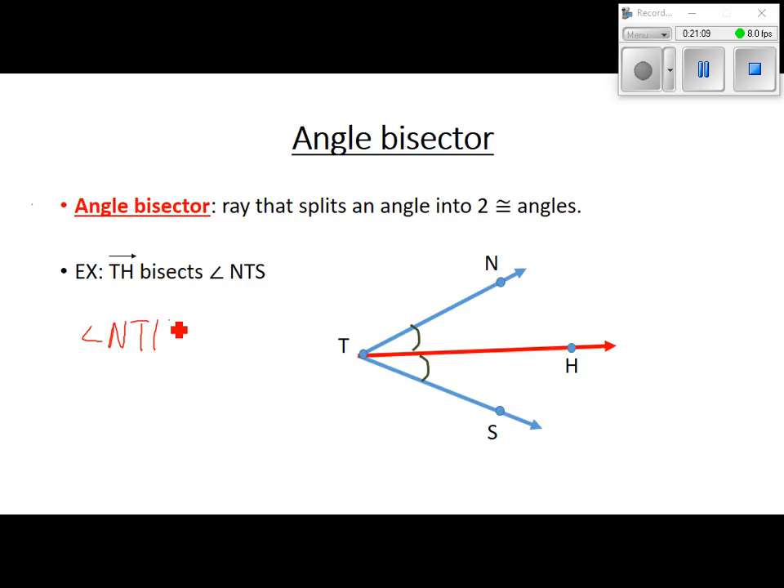What do you have to remember? How many letters to name an angle? Three. So angle NTH, that's this angle right here. What's it congruent to? Angle HTS. You've got to make sure you know how to name angles.